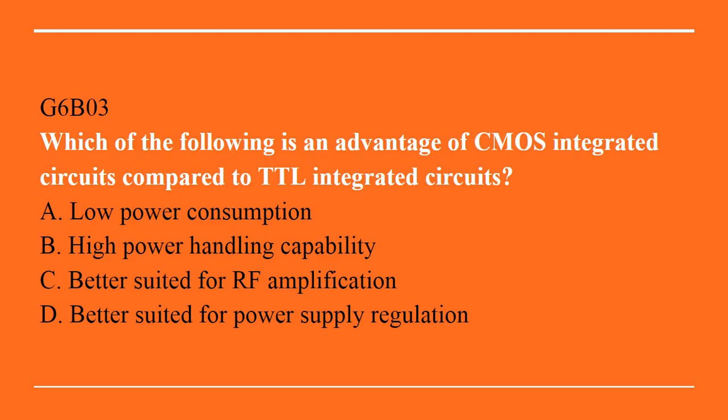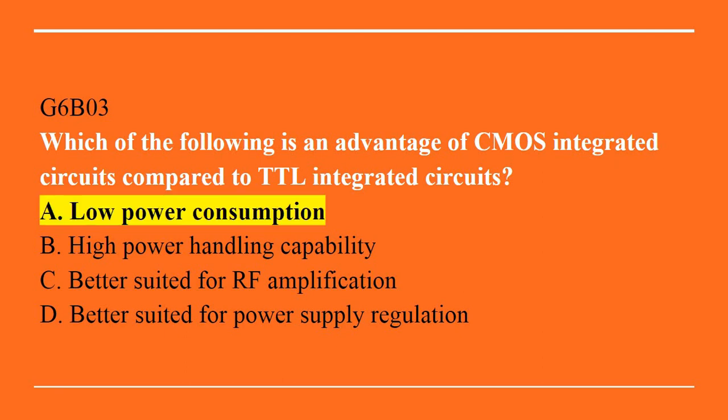G6B03. Which of the following is an advantage of a CMOS integrated circuits compared to TTL integrated circuits? A. Low power consumption. B. High power handling capability. C. Better suited for RF amplification. Or D. Better suited for power supply regulation. Answer is A. Low power consumption.